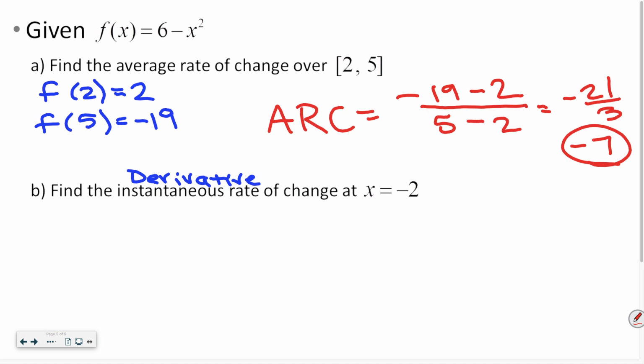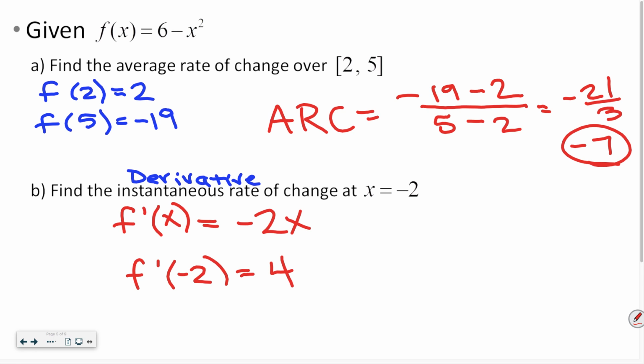Instantaneous rate of change means we're going to take the derivative, which we've already done, right? We already figured out that our derivative is negative 2x. So if I wanted the instantaneous rate of change at negative 2, I would plug in negative 2 to our derivative.